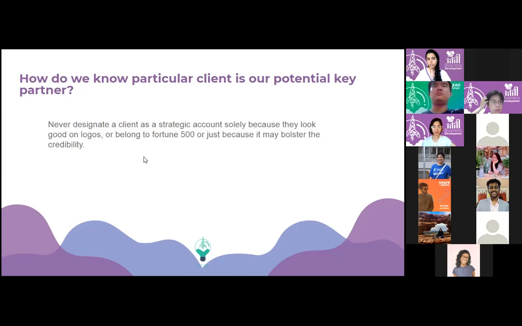So yes, do not just get biased when it comes to an account being labeled as a hugely branded organization, but look into the other metrics that would be more relevant to what you do and where you should invest your time.